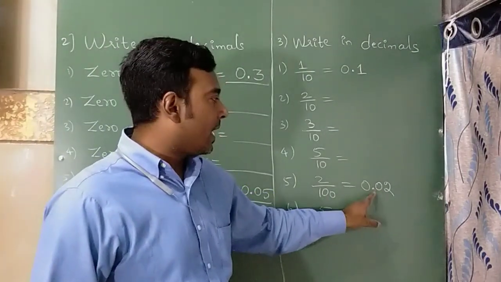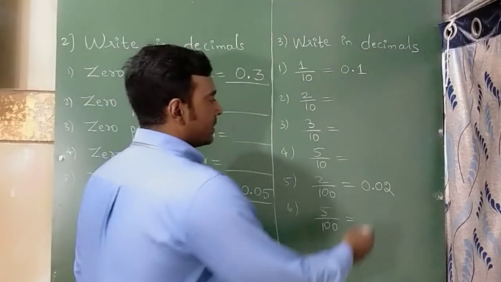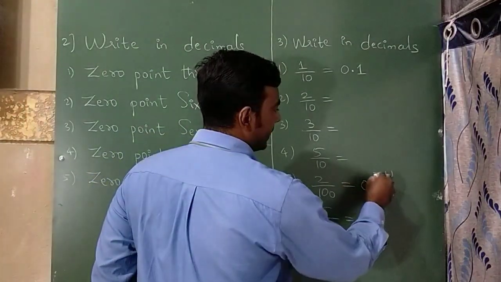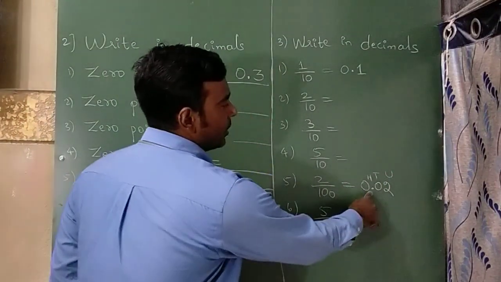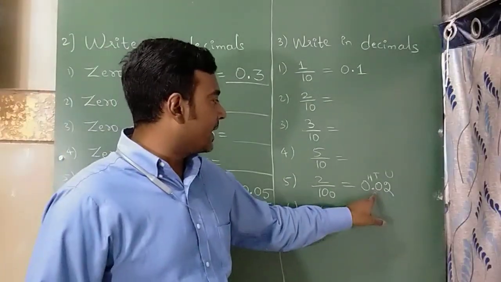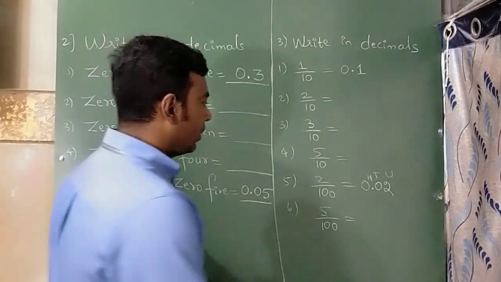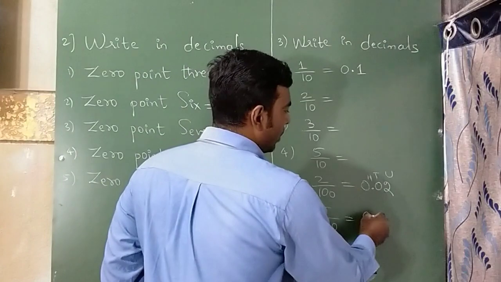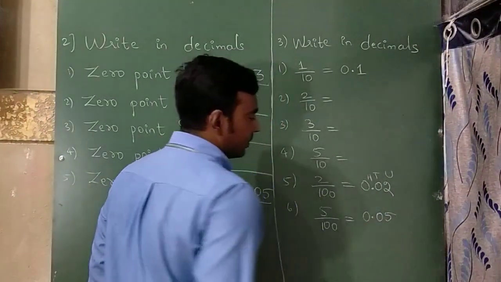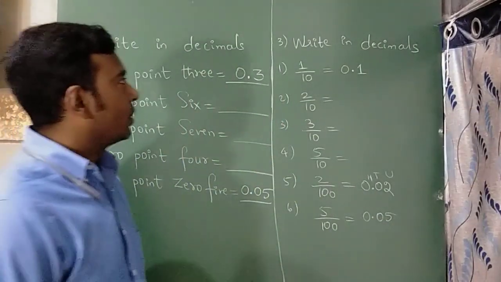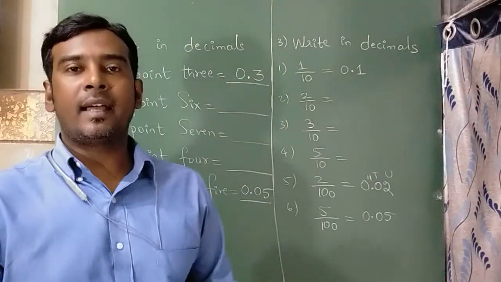Unit, 10, 100 place. Now let me still clear your doubt. Unit, 10, this is 100 place. That's the reason the decimal point is at 100. Okay. Now this one, 0.05. Fine. So this completes your entire chapter.